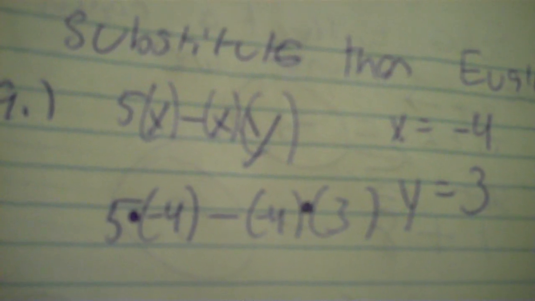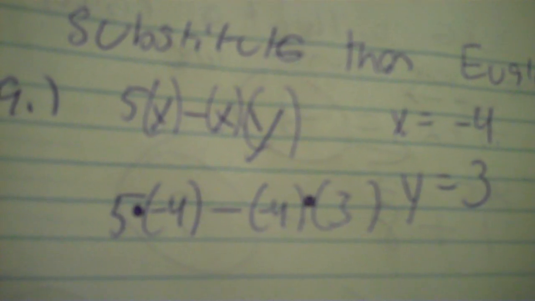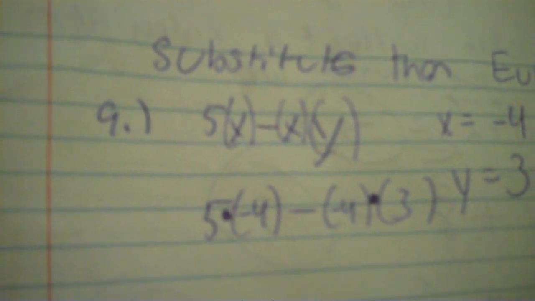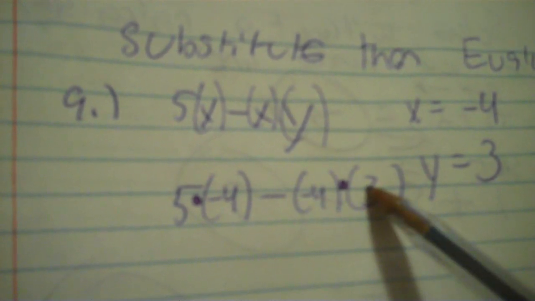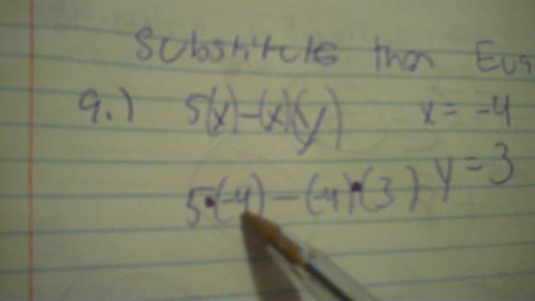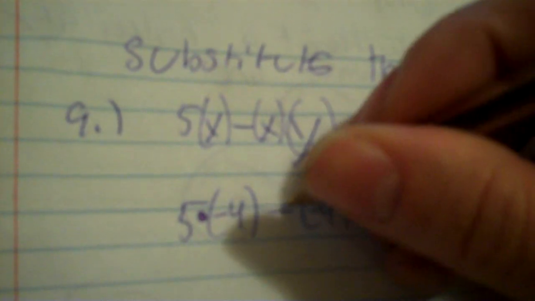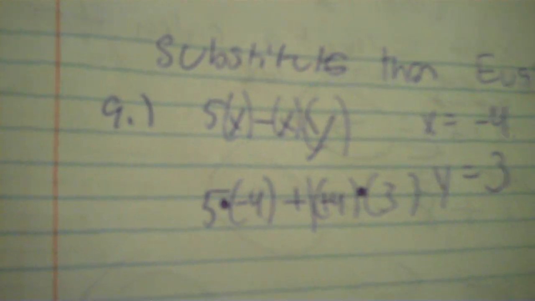Now, if there is a minus, okay, outside the parentheses or inside, anything. So here's what this says. After you put the times dots, read it. 5 times -4 minus -4 times 3. I said minus right here, so I make it plus, and the number right after it, the opposite of -4 is +4. Now we're ready to roll.